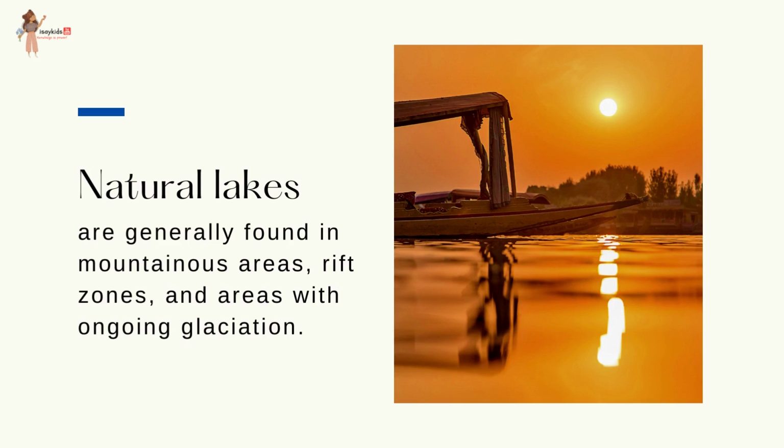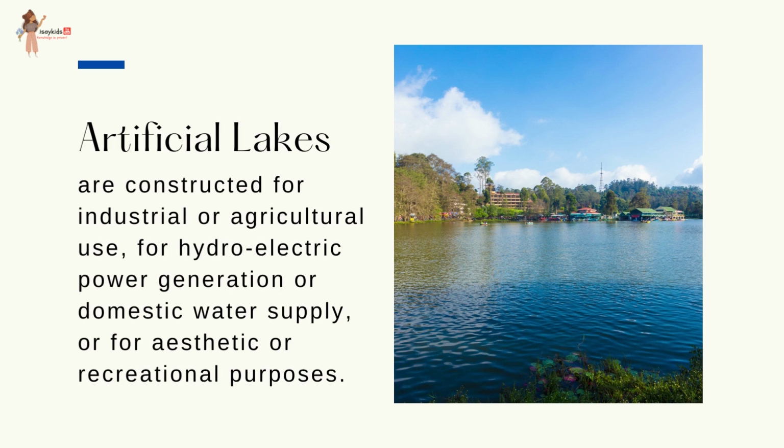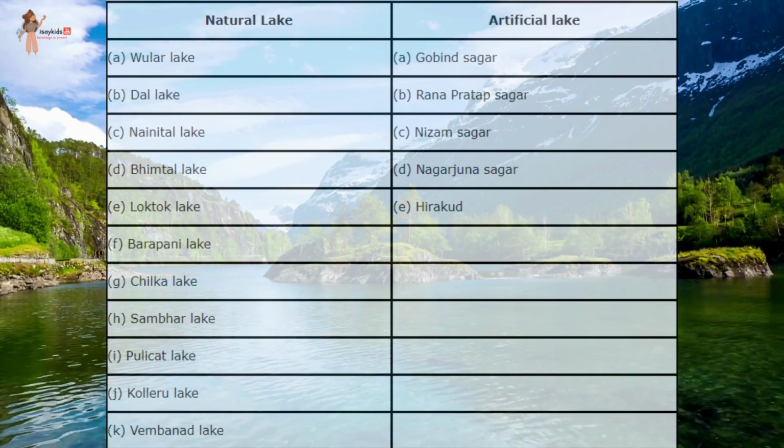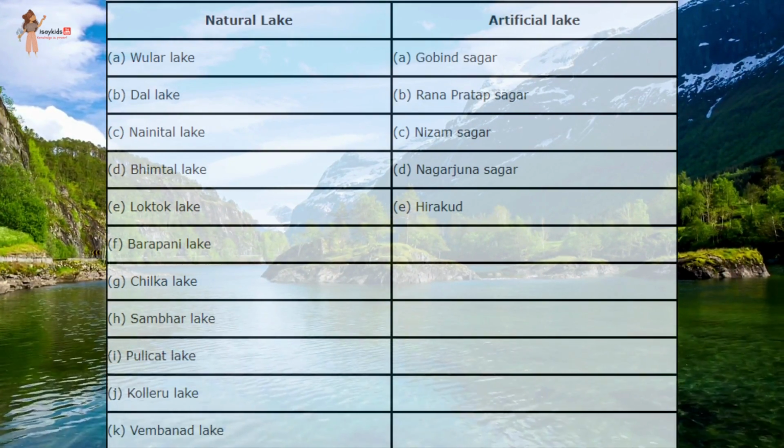Natural lakes are generally found in mountainous areas, rift zones, and areas with ongoing glaciation. Artificial lakes are constructed for industrial or agricultural use, for hydroelectric power generation or domestic water supply, or for aesthetic or recreational purposes. Here is the list of some of the natural and artificial lakes in India.